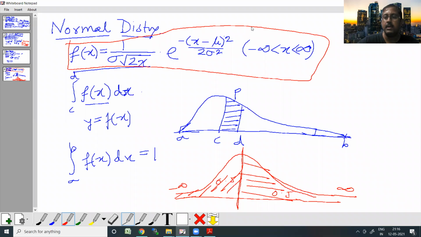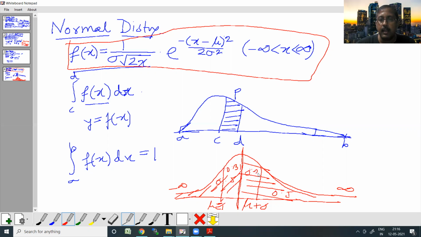In the normal distribution, this middle value represents mu, the mean. From here I can go on both sides: if I take mu plus sigma and mu minus sigma, the area under the curve on each side of this interval is going to be 0.34. So both sides are going to be 0.34.